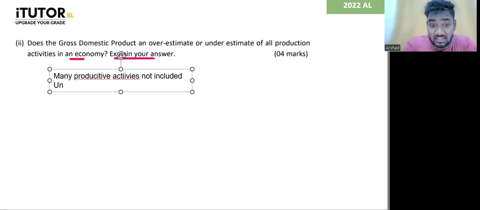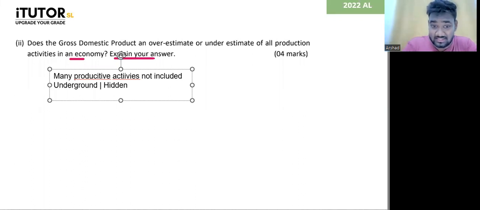What about all the underground activities, right? All the underground or hidden economic activities that take place, the informal ones and all, not included, right? So that also causes an underestimate. What else? What else can we say? You can talk about separately, you can talk about the informal activities. Illegal activities are included, guys.